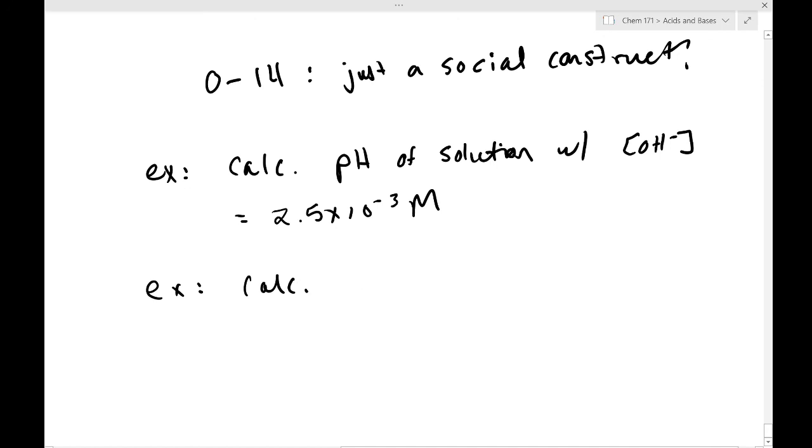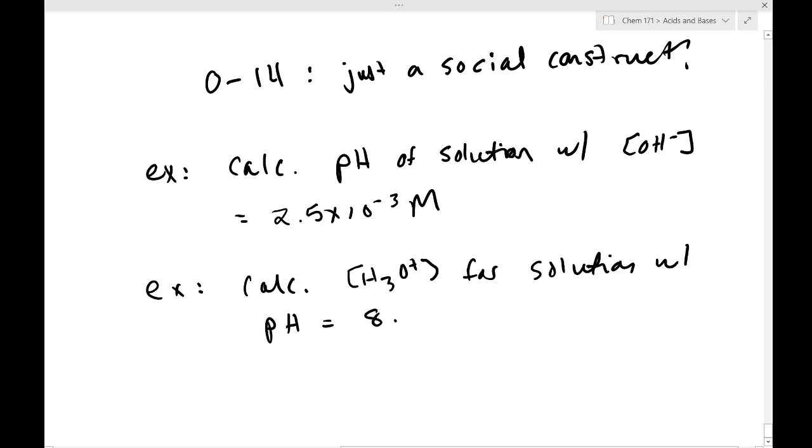And then let's do another one the other way. Calculate the H3O plus concentration for a solution with a pH equal to 8.37. Okay, let's end part 1 there.